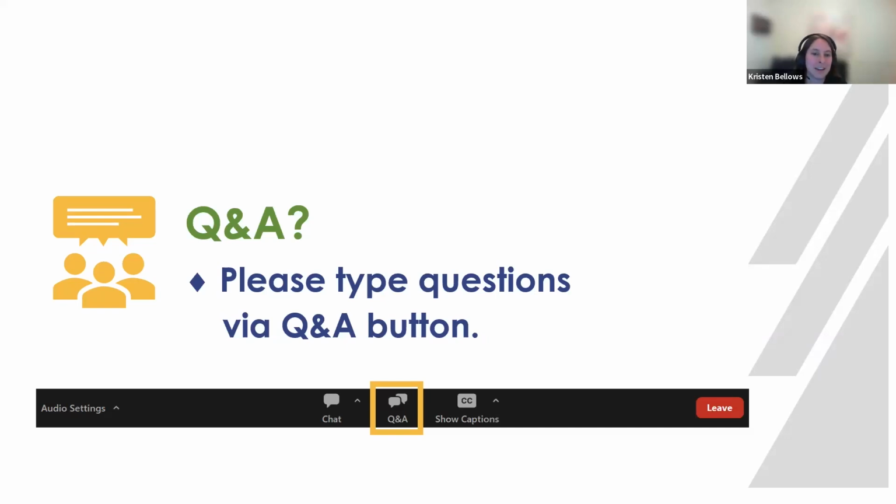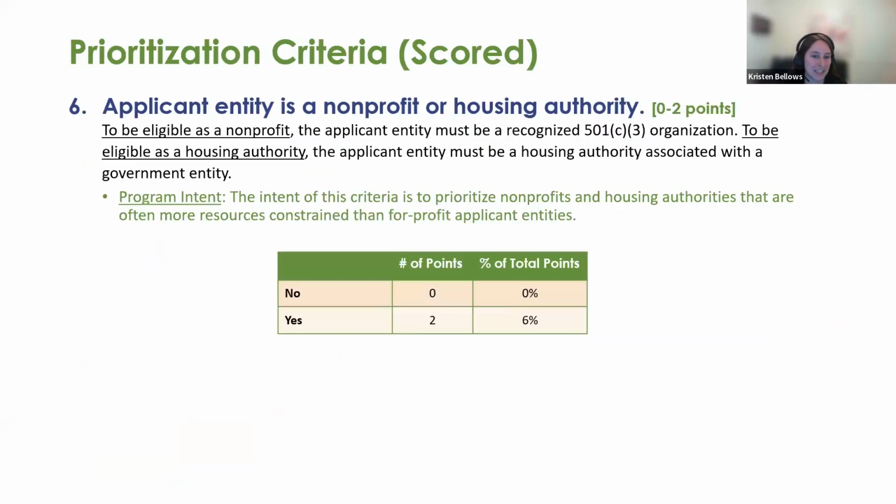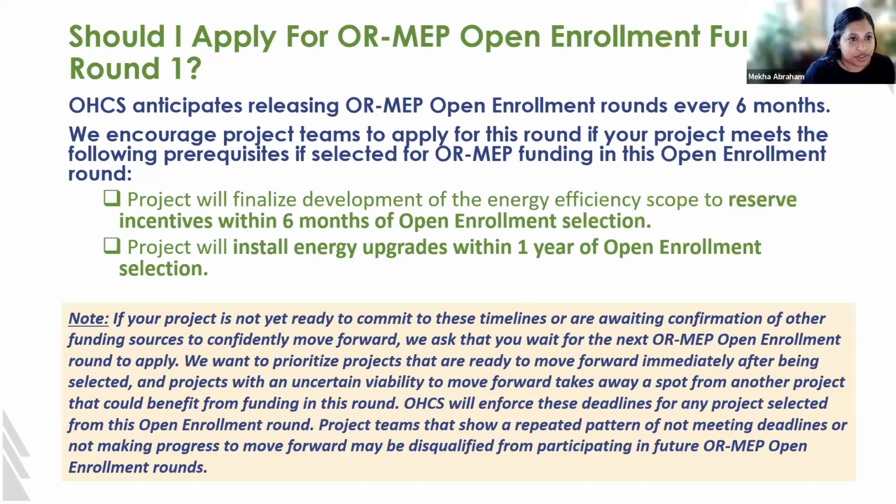Clarification on the timeline, Mecca, is the timeline starting construction 1 year after the award of funding or 18 months? Yeah, I will go back to that slide. Yes, it is 1 year within open enrollment selection to install the energy upgrades. Thank you.